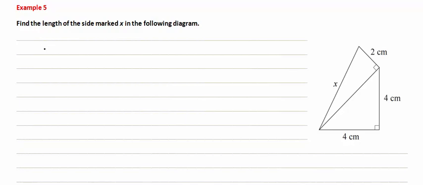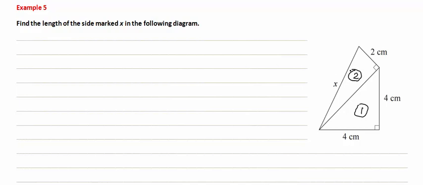In this question, we want to find the length of the side marked x in the following diagram. And as you can see, we have two triangles. They're both right angle triangles. We need to find this length x. But we can't find that length until we find this length here. Okay, so let's apply Pythagoras to this first triangle here. So this is the first triangle.